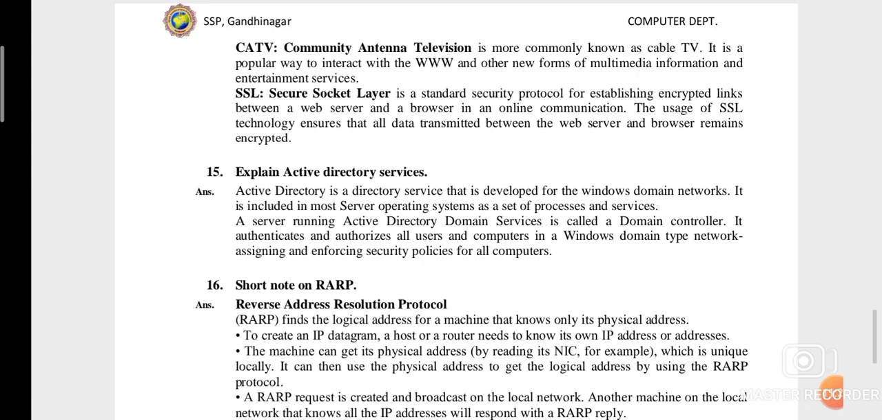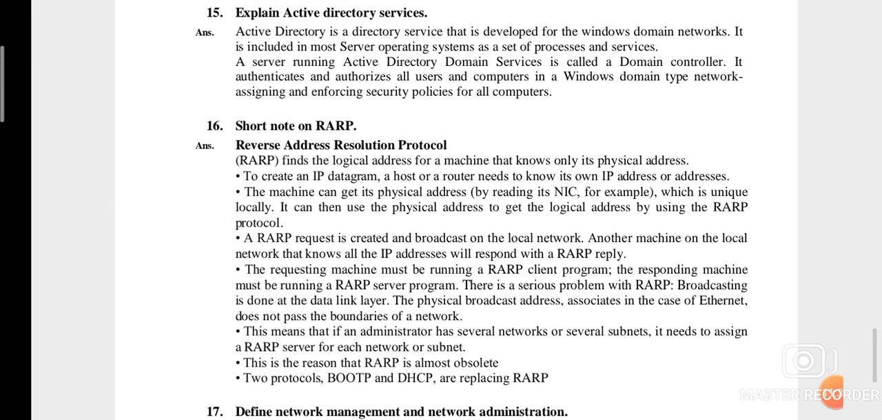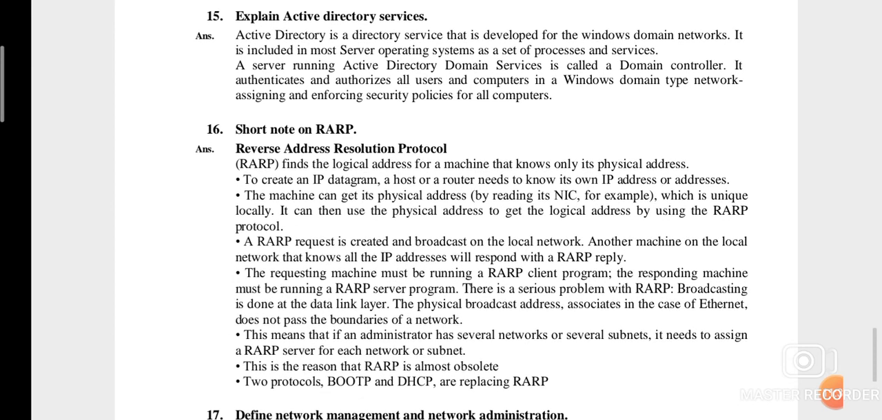Next, question number 16: short note on RARP. RARP stands for Reverse Address Resolution Protocol. It finds the logical address for a machine that knows only its physical address. To create an IP datagram, a host or router needs to know its own IP address. The machine can get its physical address by reading its NIC, for example, which is unique locally. It can then use the physical address to get the logical address by using the RARP protocol.